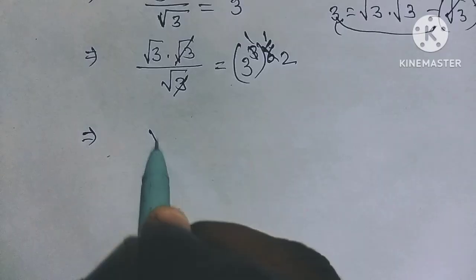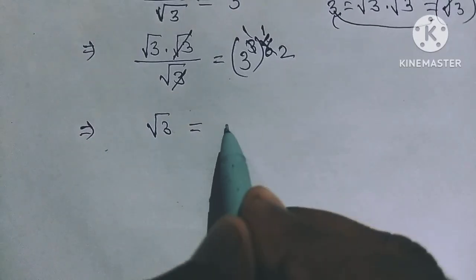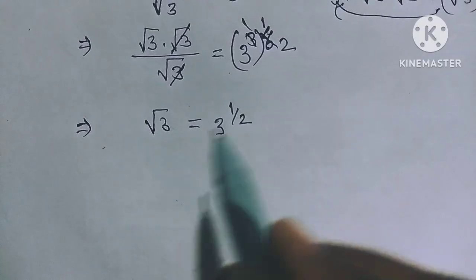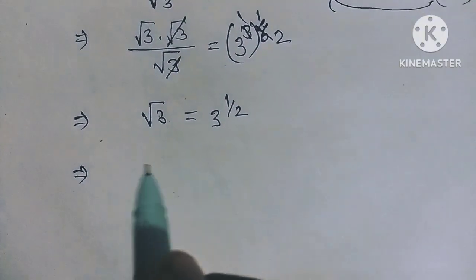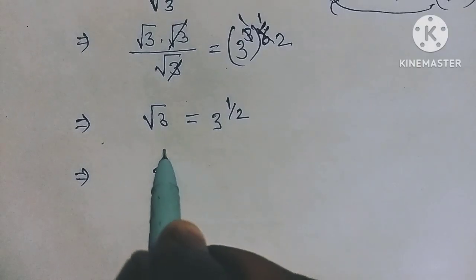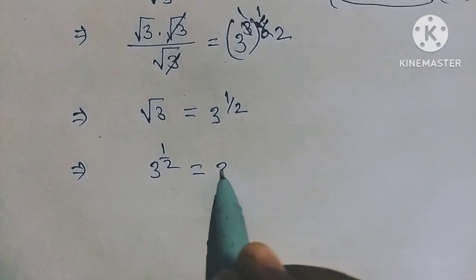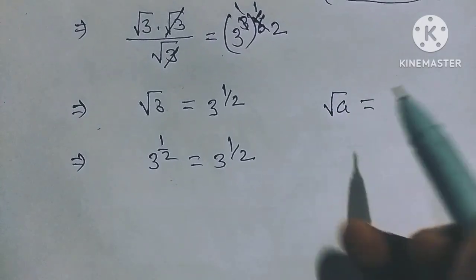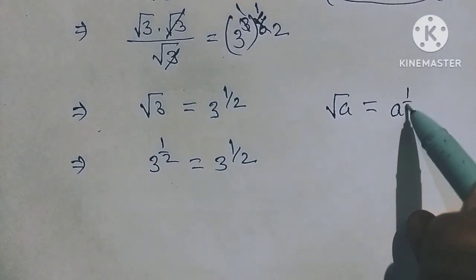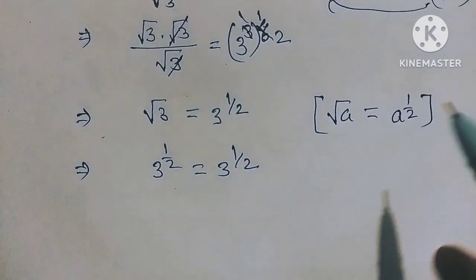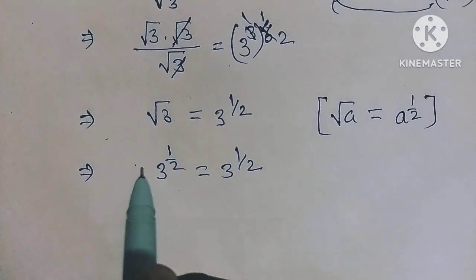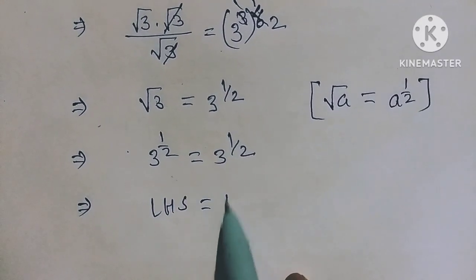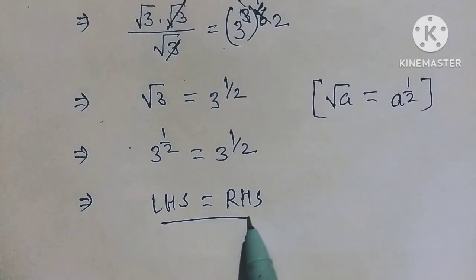Now under root 3 equal to 3 raised to the power 1 by 2. Here under root a is equal to a raised to the power 1 by 2. Hence we can say that here LHS is equal to RHS, hence verified.